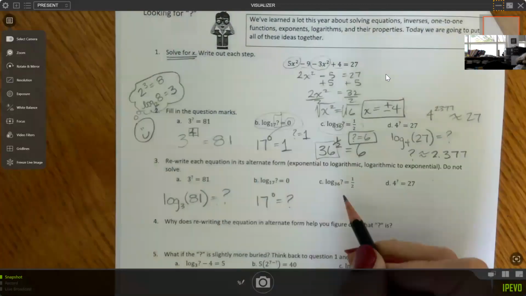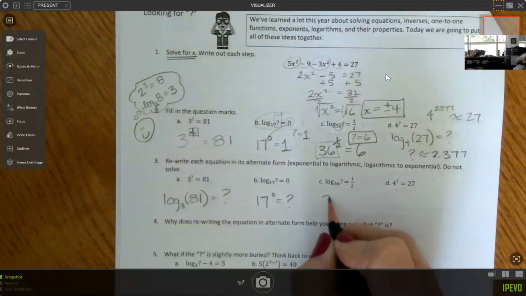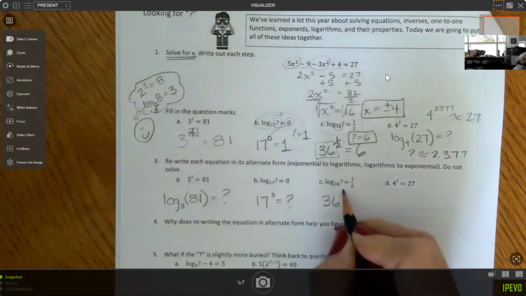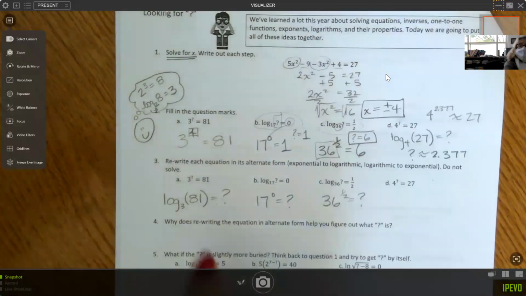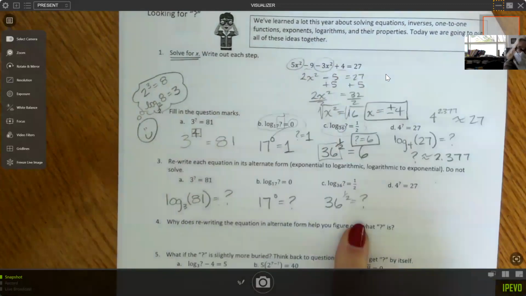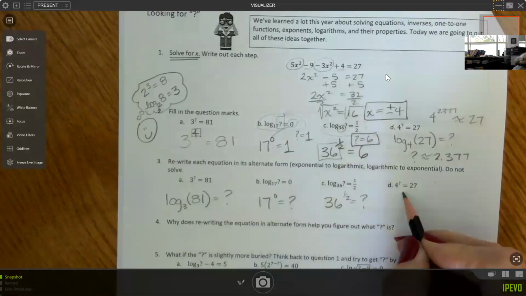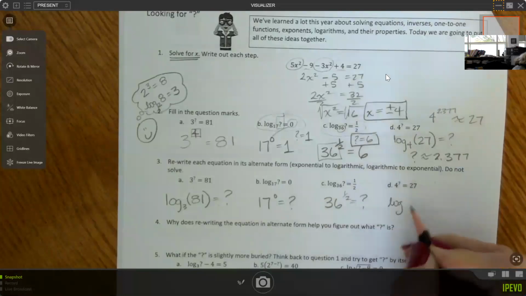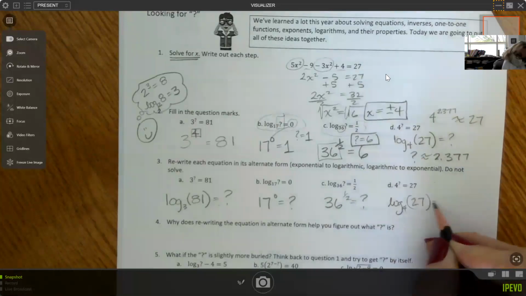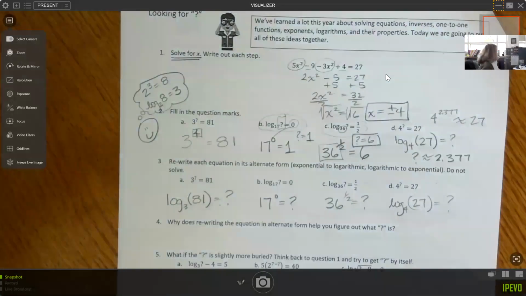Okay, similarly, if I wrote 36 to the 1/2 equals question mark. So I'm rewriting it so that it's easy to get the question mark by itself. Okay, and the same thing if I write this. Any questions or all good?